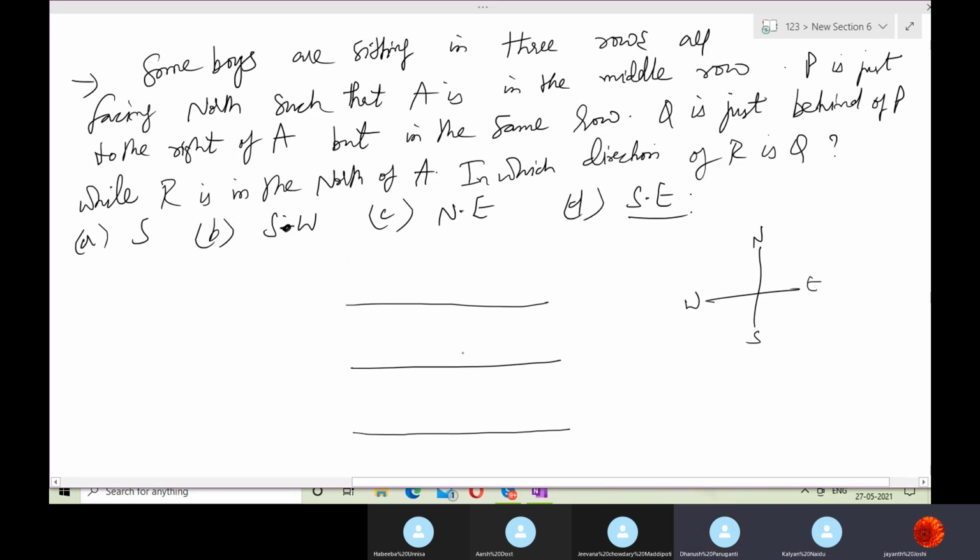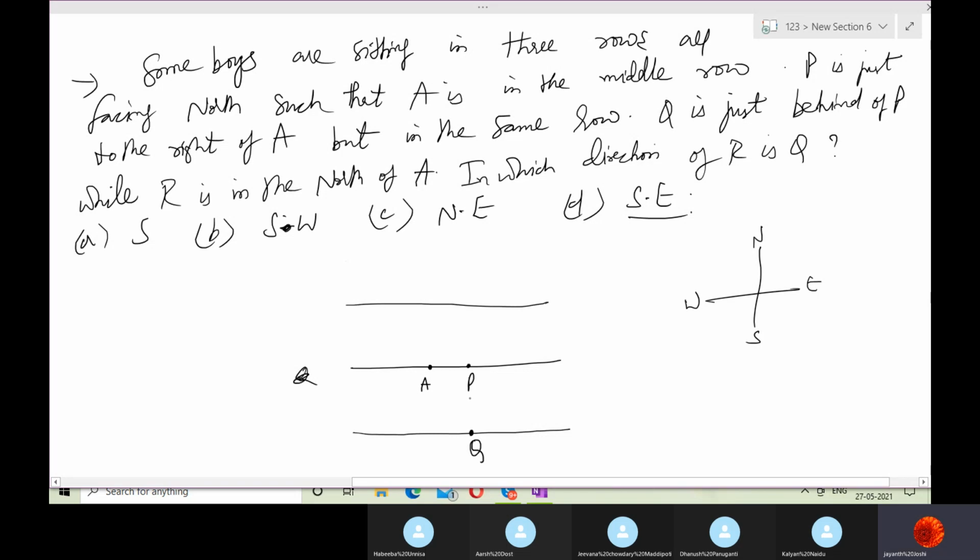Such that A is in the middle row. So if I write A here, that would be fine. P is just to the right of A. So here is P, in the same row, the second row. Q is just behind P. So Q is just behind P, correct?